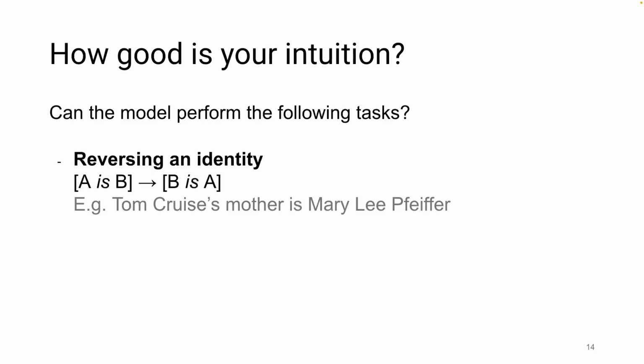The first one is reversing an identity. If a model knows that a concept A is the same as a concept B, is it able to reason that concept B is the same as concept A? As an example, a model might know that Tom Cruise's mother is Mary Lee Pfeiffer. Would it be able to reason that Mary Lee Pfeiffer's famous son is Tom Cruise?